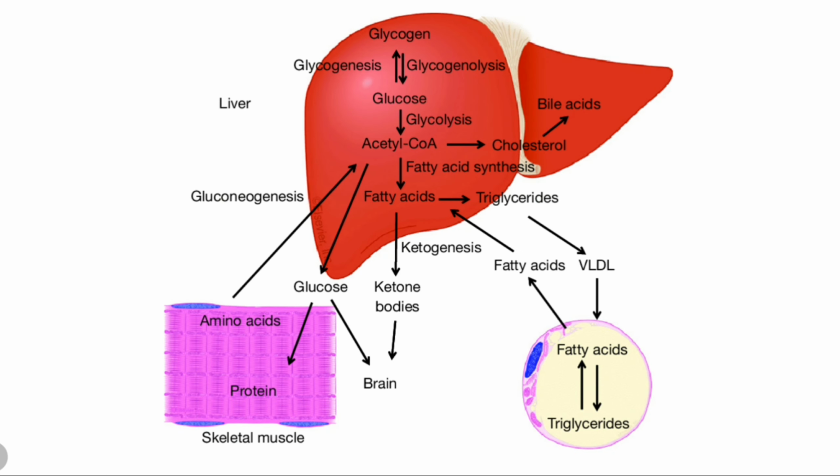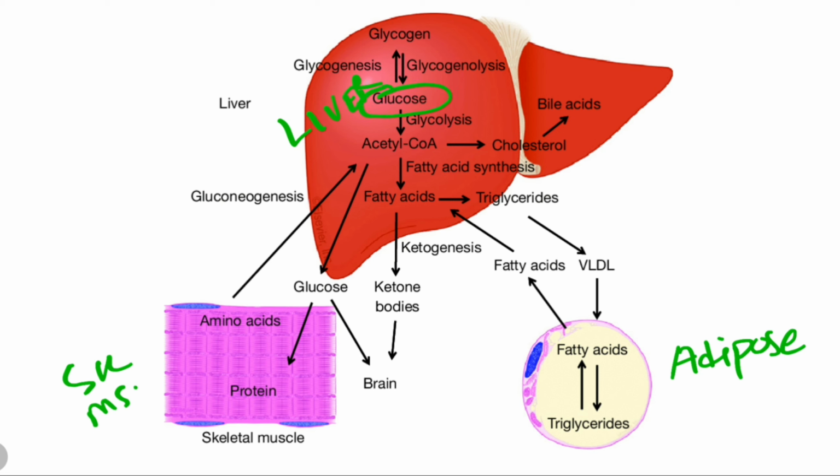So this is a picture you can see. This is the liver, this is the skeletal muscle, and this is the adipose tissue cells. You can clearly see in the liver, from glucose, glycolysis happens and glucose is converted into acetyl CoA, and from that it can get converted to fatty acids or cholesterol. These fatty acids can further get converted to triglycerides, which can deposit in the adipose tissue as a storage form. That is the main function of insulin here.